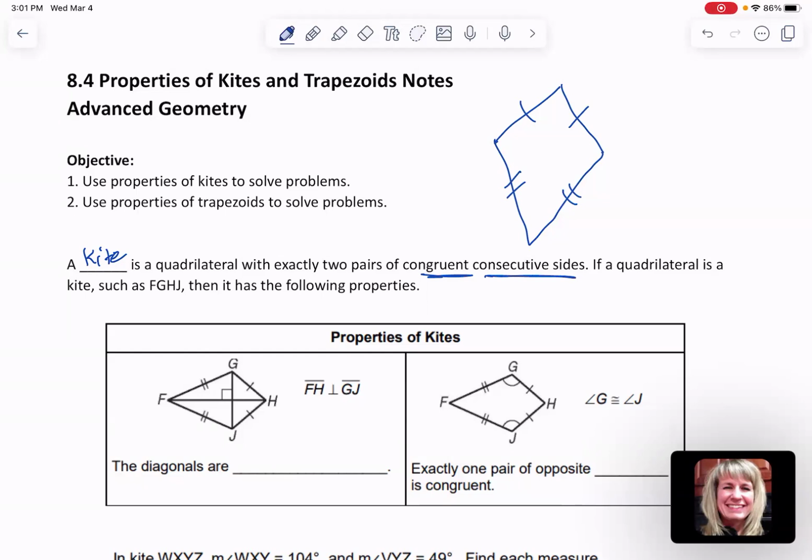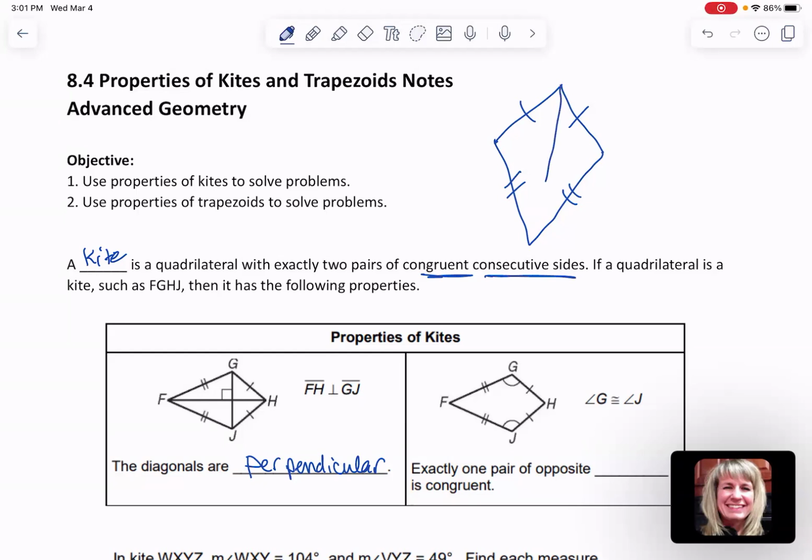If a quadrilateral is a kite, such as the one drawn in these pictures, FGHJ, then it has the following properties. And one of those is that the diagonals are perpendicular, just like with a rhombus, their diagonals are perpendicular also, but you have to be a parallelogram to be a rhombus. So that's why when we're proving that something's a rhombus, we have to also show that it's a parallelogram first, because it could just be a kite.